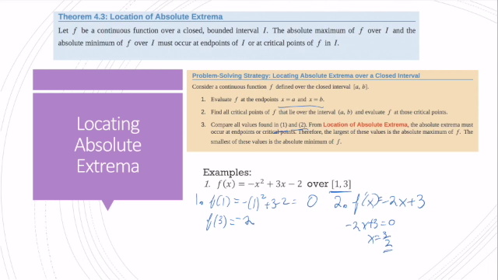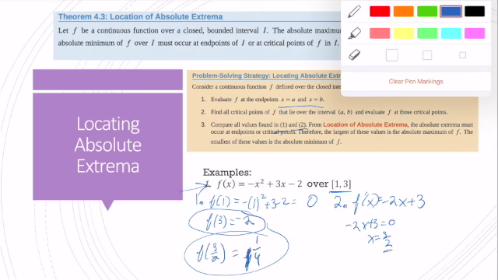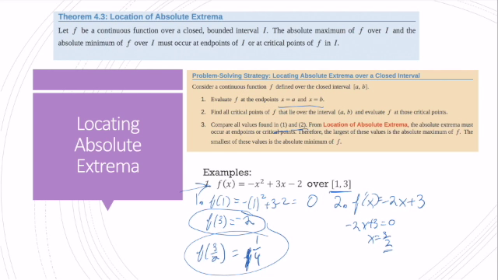So if I have f of 3 halves, and I substitute that into my original function, that's going to give me 1/4. Okay, so f of 3 is negative 2, and f of 3 halves is 1/4. So what does that tell us? The largest of these values, I have the values of 0, negative 2, and 1/4, is going to be the absolute maximum. So this would be 1/4. This is our absolute max. And the smallest of these values will be our absolute minimum. So f of 3 right here, this is our absolute minimum.